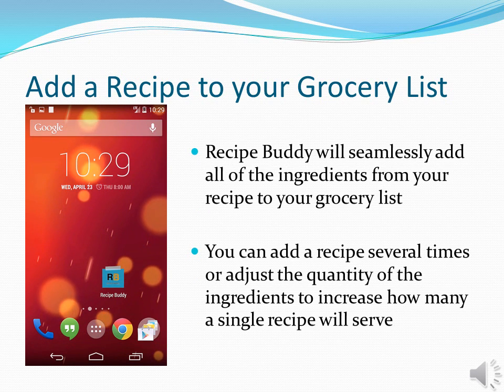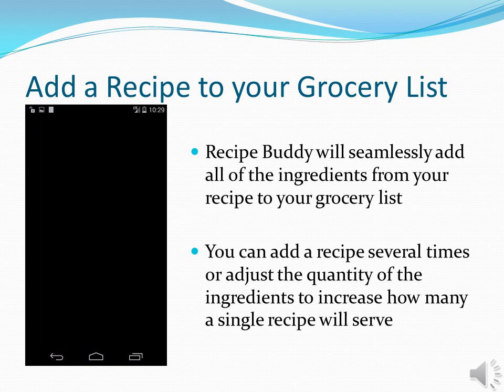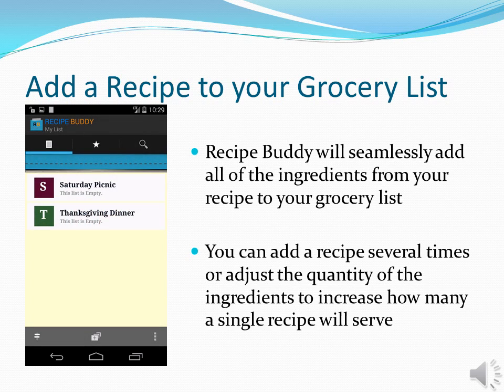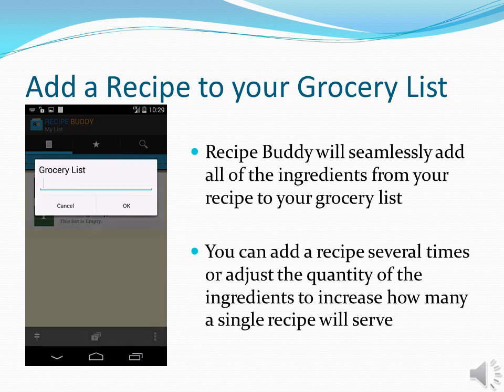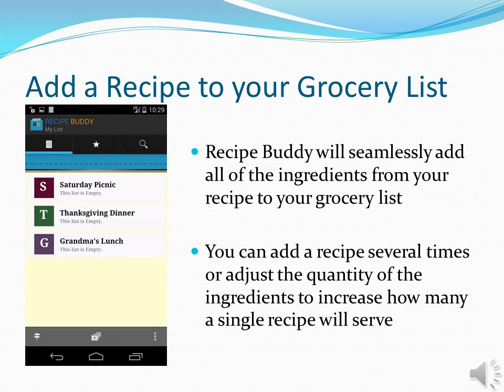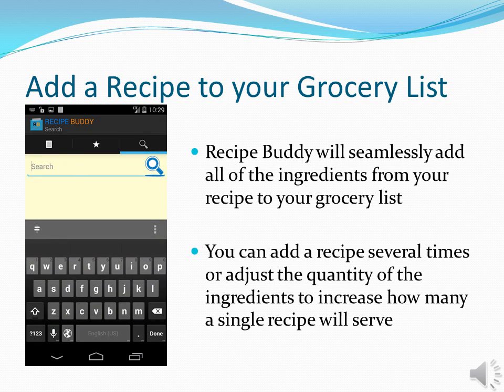My name is Jamie Matos, and I'm going to tell you a little bit about how to add something to your grocery list. So let's say I want to add a new grocery list. Let's say I'm going to grandma's house. Or I'm going to have lunch with her, so I'm going to make a new grocery list there. Now I'm going to go to search, and let's say I'm going to cook her some onion soup. Okay, click on search.